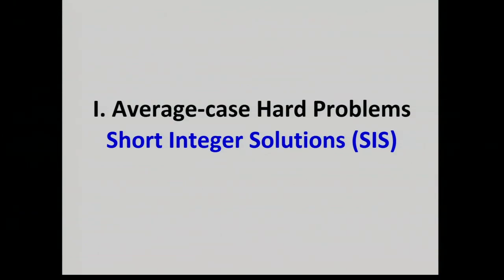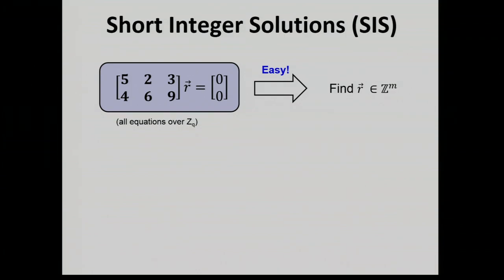Okay, so now let's actually get to the meat of things. Average case hard problems: short integer solutions. Here is the problem. I give you a system of equations. This is an underdetermined system of equations. R is a vector with three variables and two equations, and I want you to find a solution to it. Easy, we all know. Thank you very much, Gauss. You do Gaussian elimination. You can find not just a solution, but essentially the subspace of all solutions.